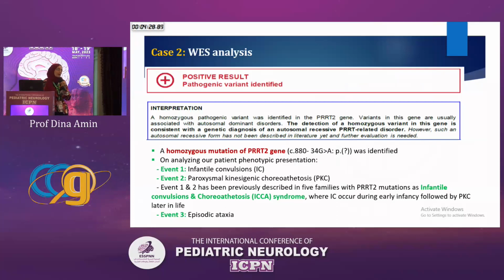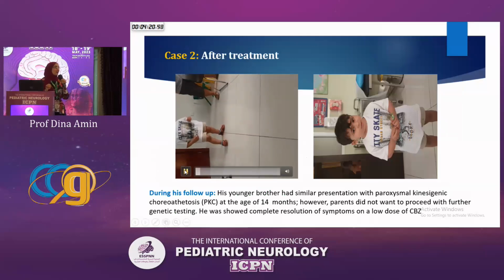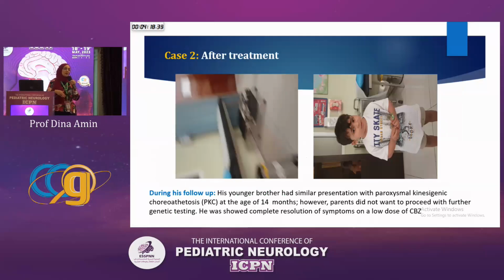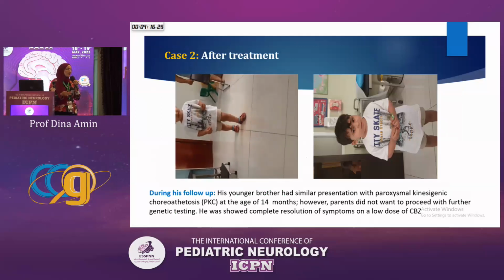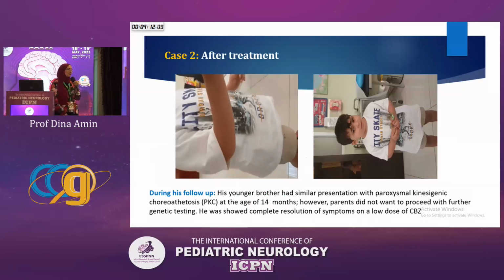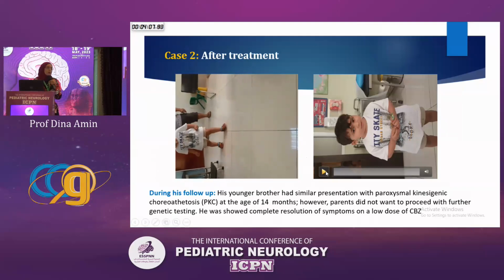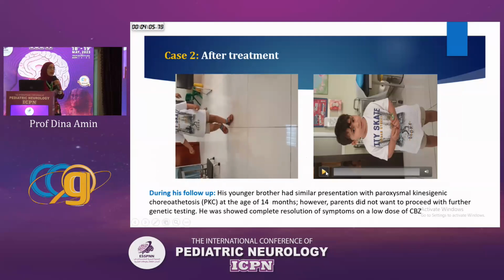Later in life, he developed event 3, which is episodic ataxia. And this is the child after treatment. Interestingly, during the follow-up, the mother was pregnant and gave birth to a boy, and the boy at the age of 14 months developed the same symptoms. At the age of 14 months, we started carbamazepine and he was event-free. But they didn't want to proceed with the genetic test for the sibling.